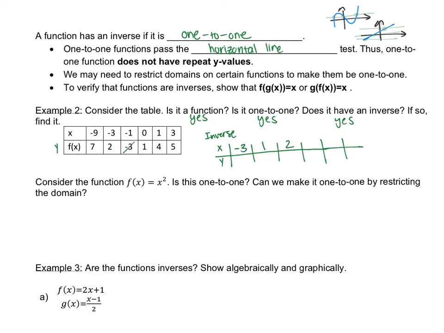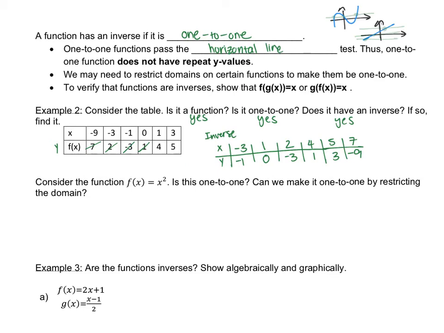Let me cross out the ones I do, or else I'm going to get confused. 4, 5, and 7. Remember, you have to make sure you use the correct x value. So this was negative 3, so my y value here was negative 1. Then for 1, it was 0, so I'm going to put a 0 here. For 2, it was negative 3. For 4, it was a 1. For 5, it was a 3. And for 7, it was a negative 9. And so there we go. We have our new table.